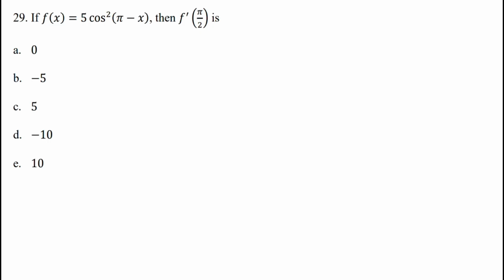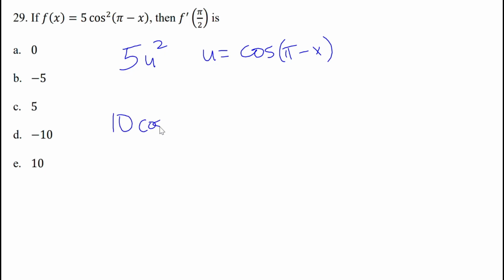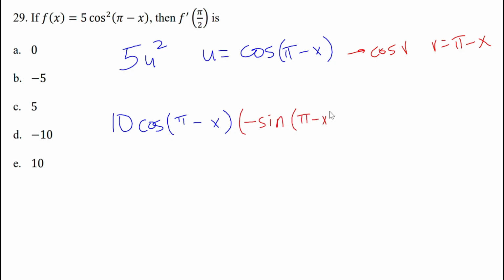For number 29, we've got 5 cosine squared of pi minus x, and we want the derivative at pi over 2. So this is 5u squared, where u is the cosine of pi minus x. So this should become 10u, or 10 cosine of pi minus x, times the derivative of u. Well, u is the cosine of v, where v is pi minus x. So the derivative of cosine is negative sine of pi minus x, and then times the derivative of pi minus x, which is just negative 1.